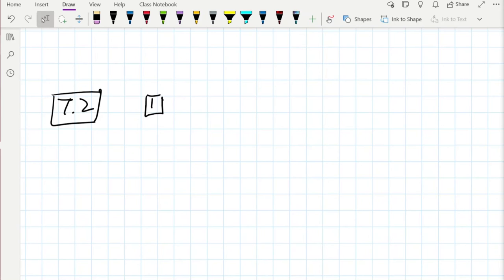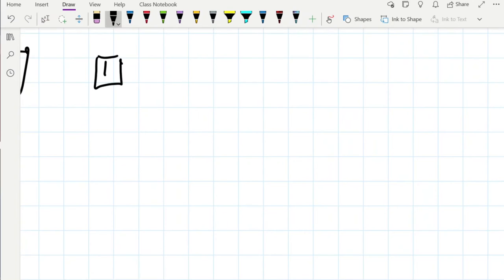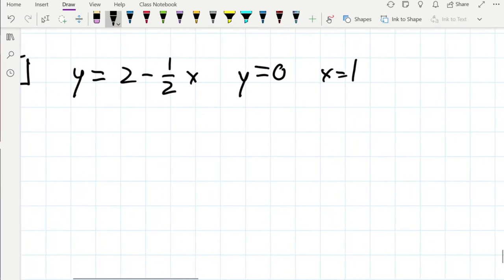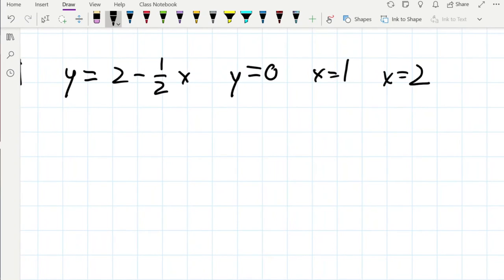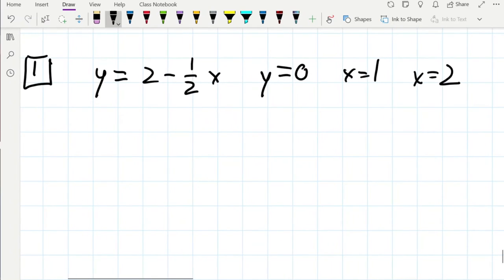Okay, so this is find the volume of a solid obtained by rotating the area bounded by the given curves about a specific line. Sketch the region, the solid, and a typical disk or washer. So for number 1, we're going to have y equals 2 minus 1/2 x, y equals 0, x equals 1, and x equals 2 about the x-axis.